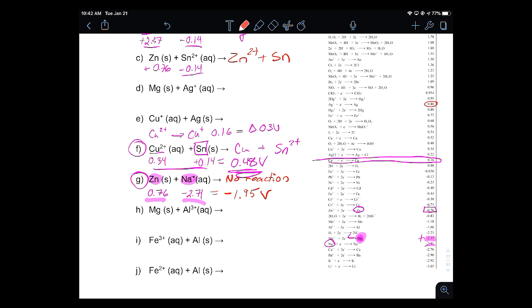There's two. You've got to watch out. If we're fully reducing the copper, then we have to use the full reduction of copper. So that's the full potential of copper. Copper can be reduced to the +1 state, or it can be reduced to the +2 state.